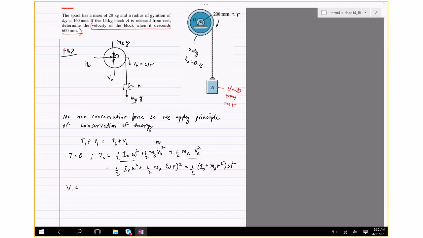What you want to do, however, is try to find the datum such that one of these will turn out to be 0. So if you put the datum as over here, when it's at rest, then V1 will essentially be 0. Right? Then you have to only find what's the potential when this one descends by 0.6 meters. So let's put the datum at A.